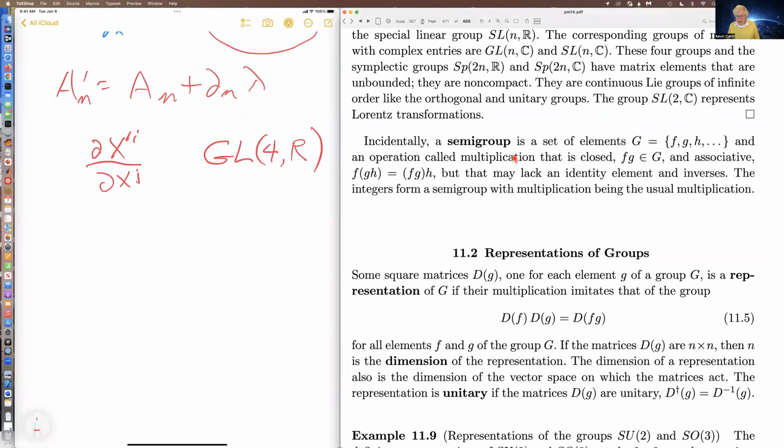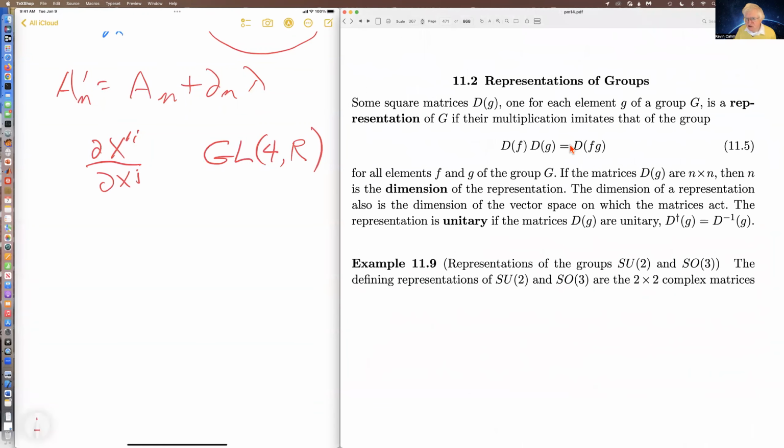Now, there are things called representations of groups, namely, for each element of a group, one can associate a matrix, and you have a representation if the multiplication law of the group, namely f times g gives you fg, is respected by the matrices, so D(f) times D(g) is D(fg). Then we say we have a representation of the group.